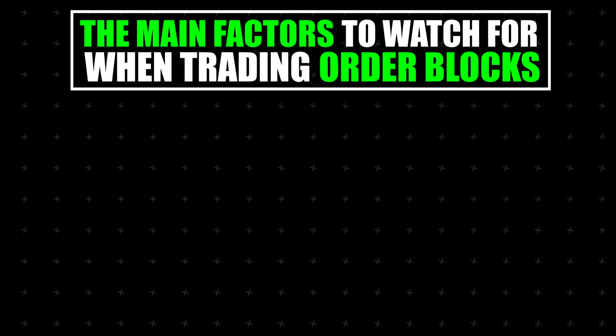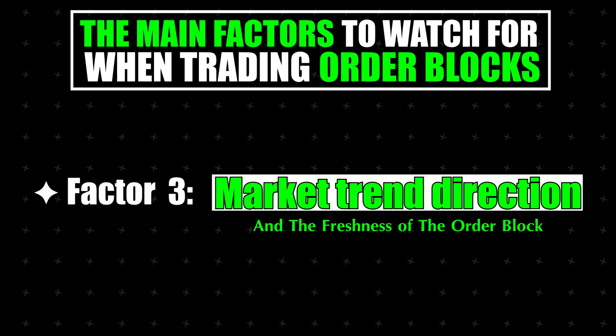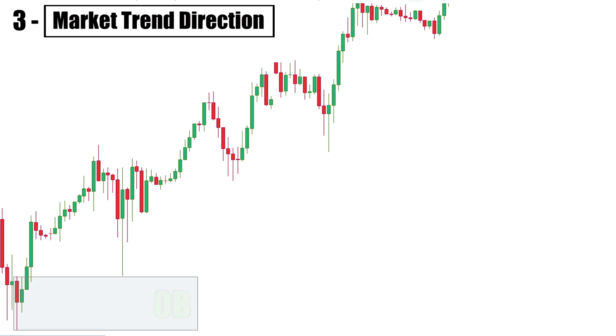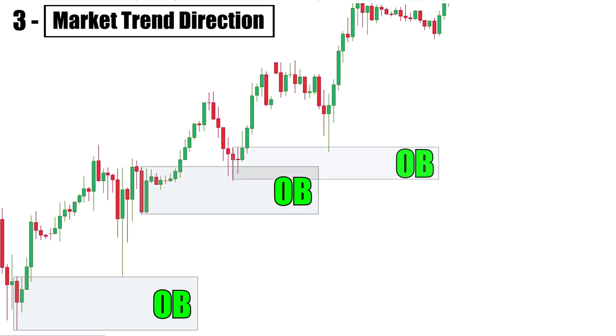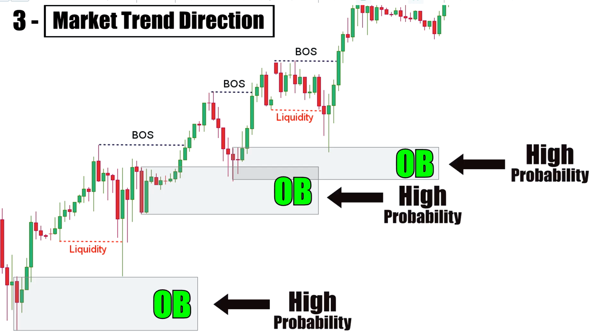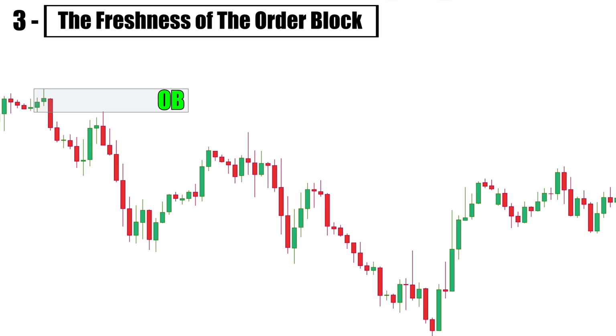Now, let's move on to the third key factor: market trend direction and the freshness of the order block. Here's what we've observed. Order blocks tend to work much better in trending conditions. In choppy or sideways markets, the success rate drops significantly. That's why it's usually smarter to trade in line with the prevailing trend. When the market is clearly moving up or down, order blocks that align with that direction have a higher probability of holding.